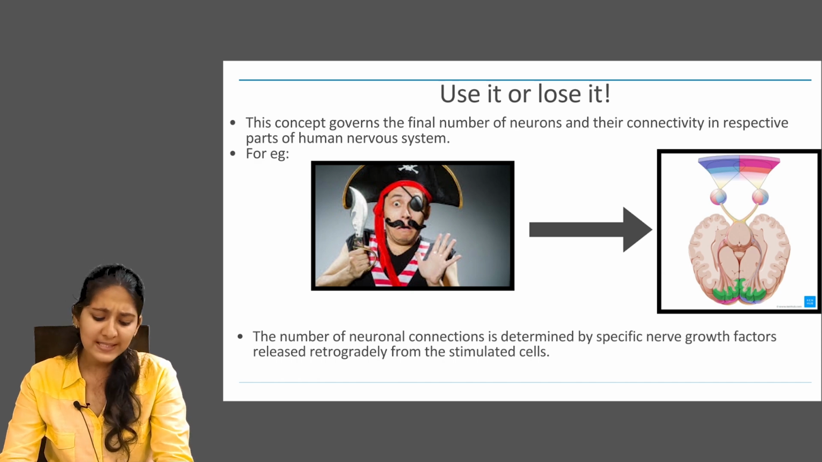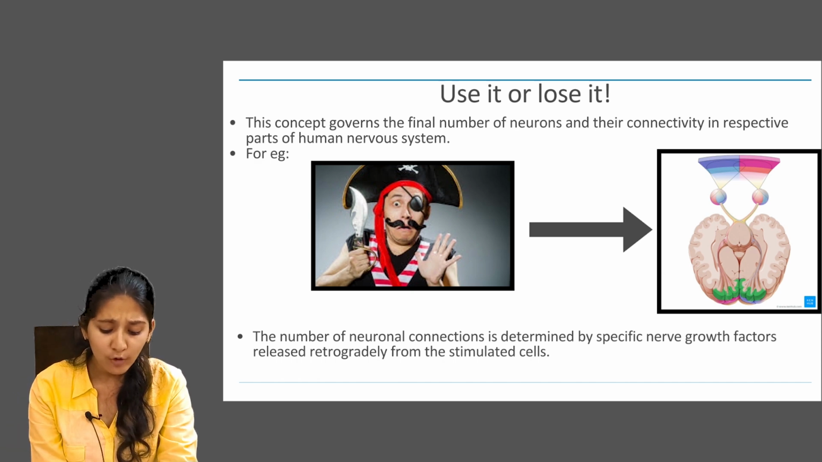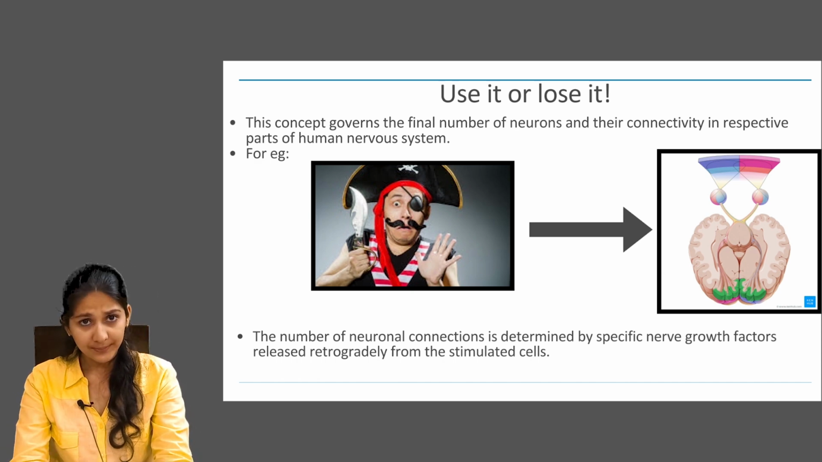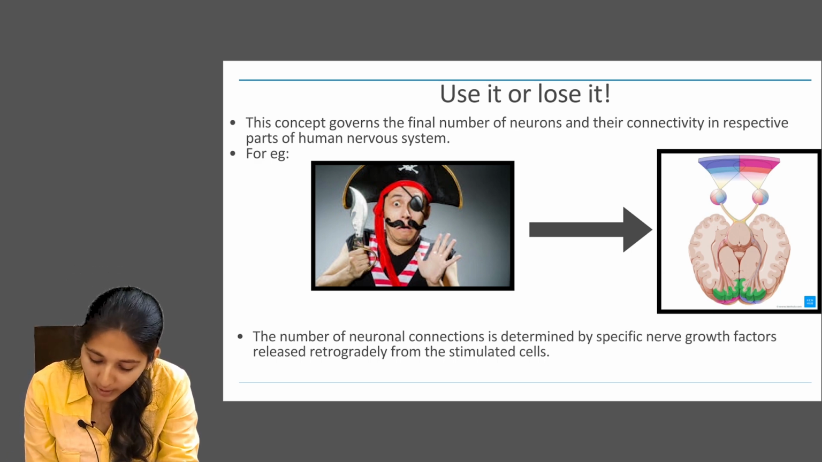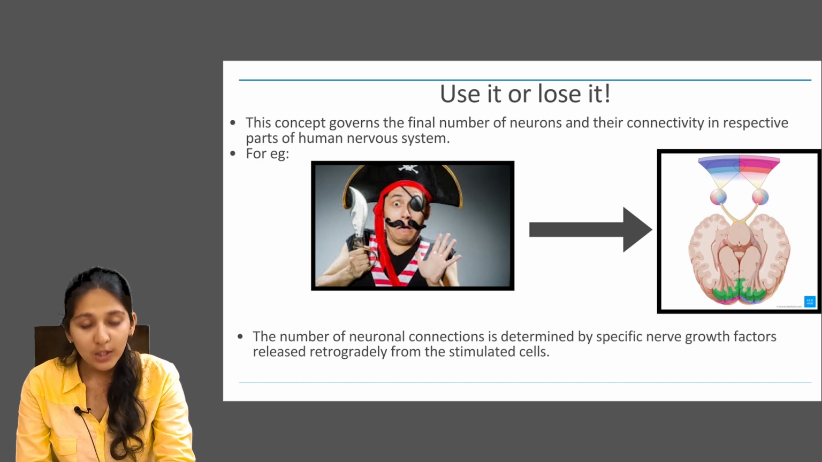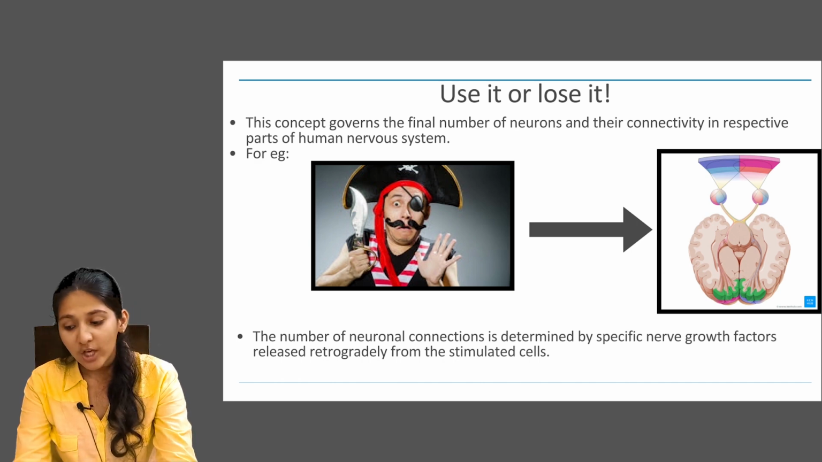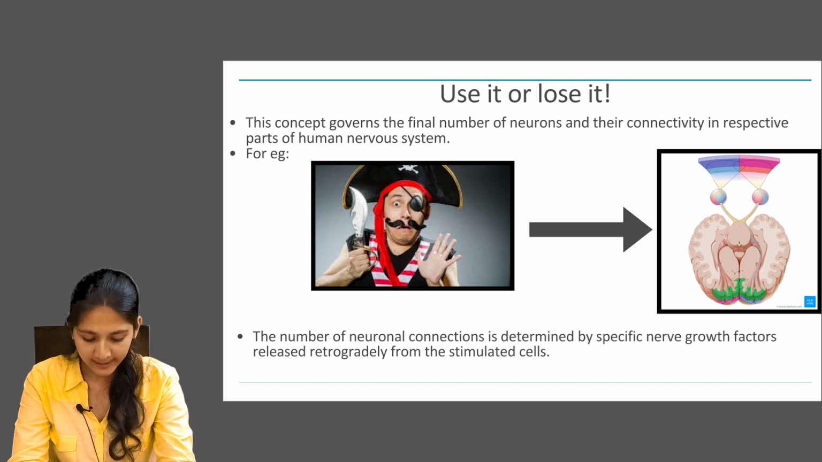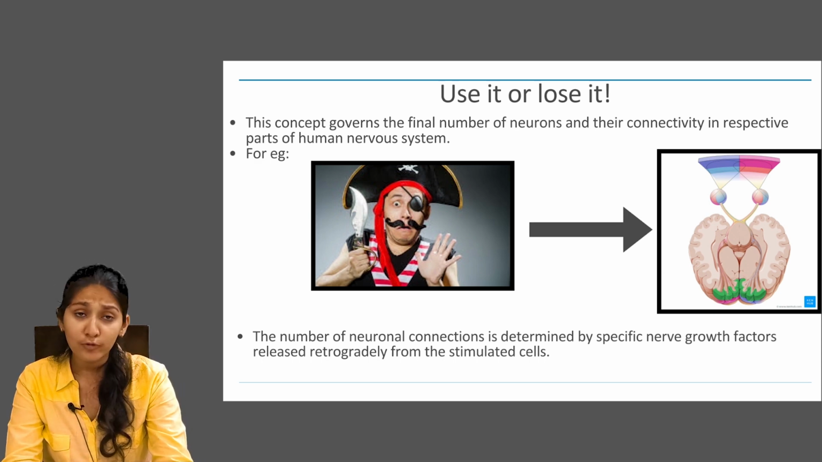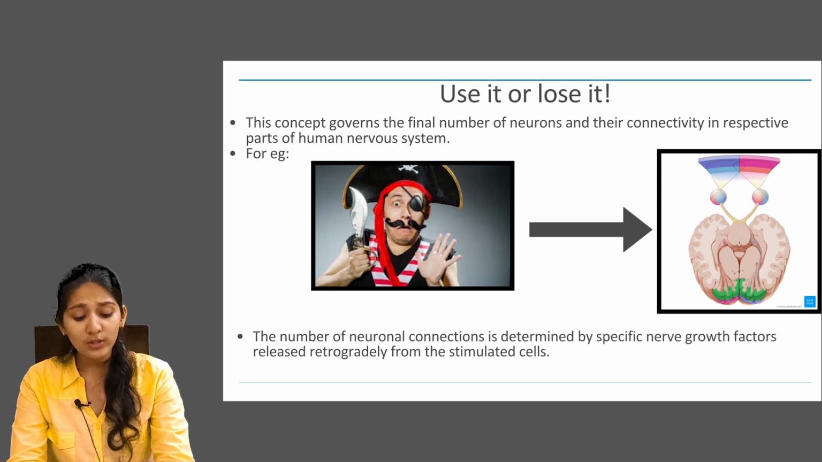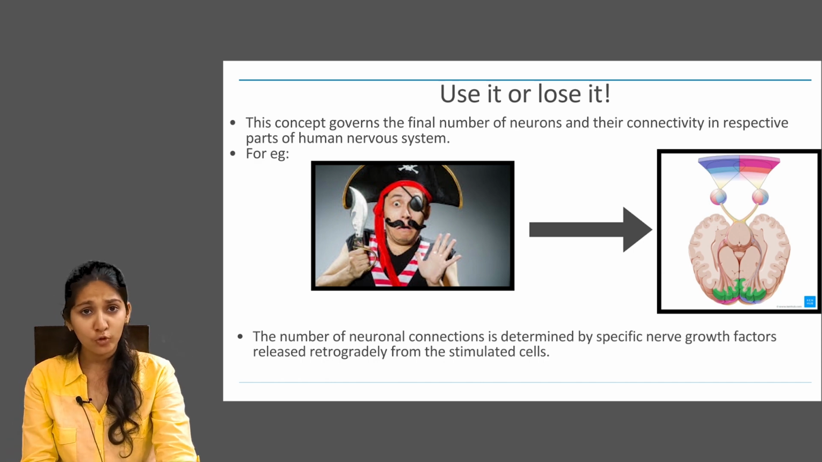of the brain. For example, if you block one eye of an infant since birth, the memory trace from the retina to the visual cortex will not develop. As a result, when this cap is removed, the child will be blind in the respective eye. The number of neuronal connections is determined by the specific nerve growth factors released, because we know that nerves grow only on the basis of nerve growth factor released.